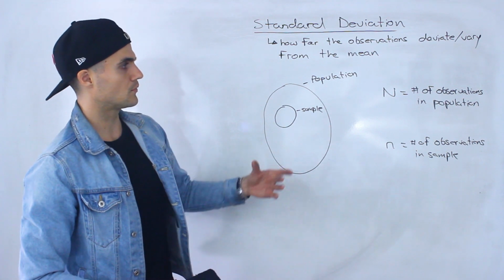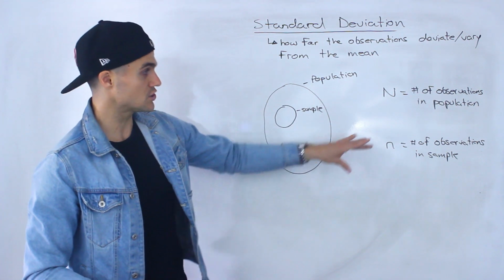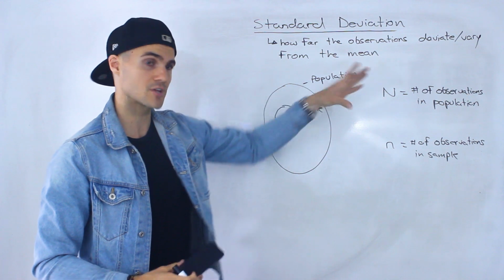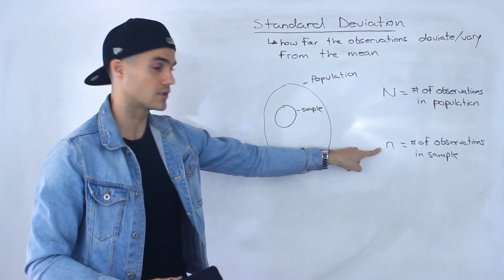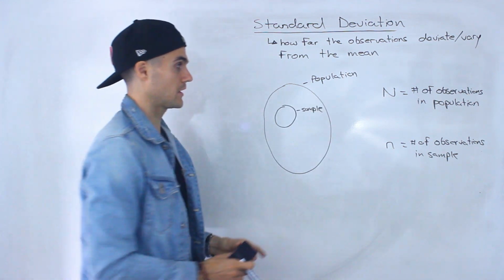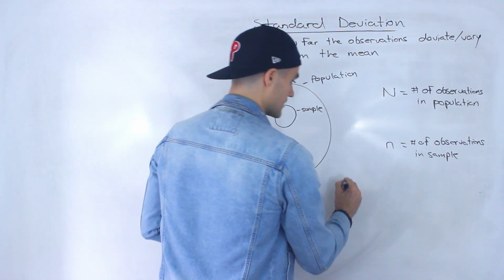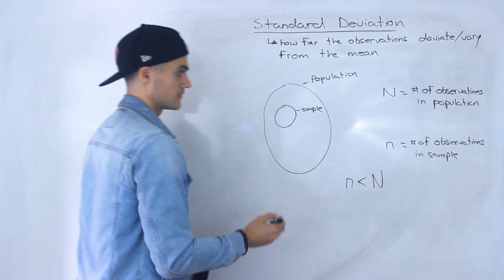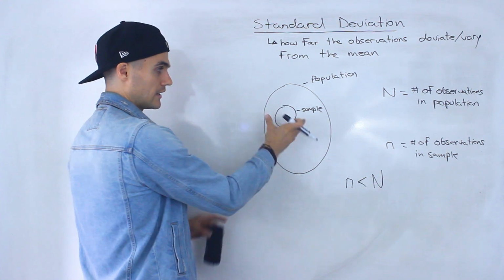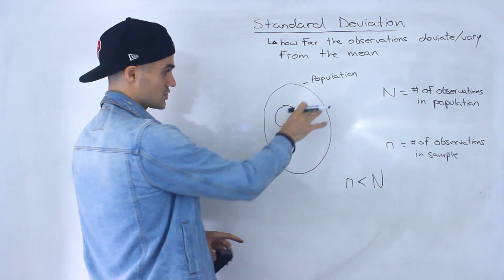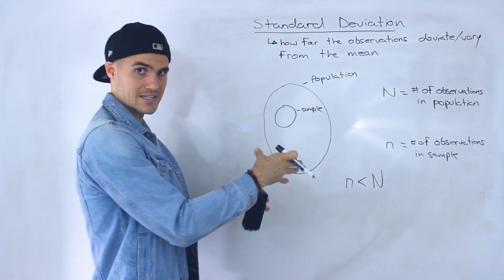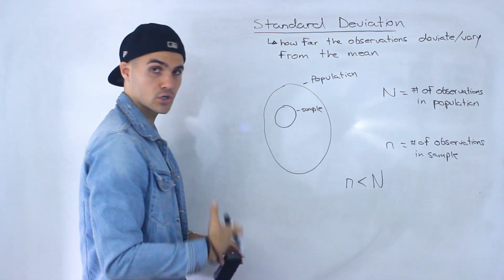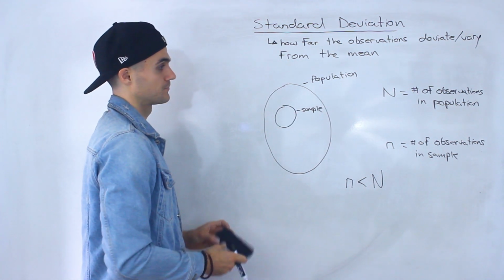Okay, so when I'm talking about the population standard deviation, you're going to see this capital N come up. When I'm talking about the sample standard deviation, you're going to see this small n come up. And so just from here, you can tell that this small n is always going to be less than the capital N, right? Because a sample is going to be within the population. It's just a smaller group. We're going to analyze a sample and then come up with a general conclusion about the population.